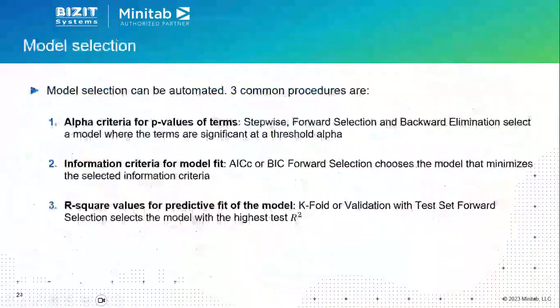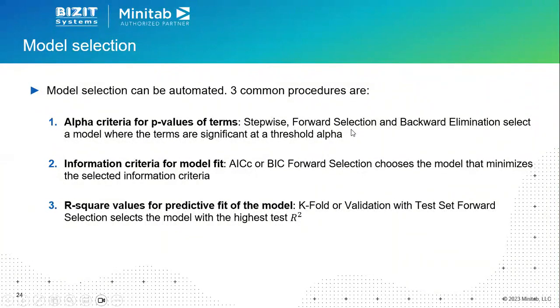Okay, so we have these three that can be automated. The alpha criteria for the p-value will be step forward, forward selection, or backward elimination. Or we have AIC, BIC, and then we have the R-squared value for predictive fit of the model if there is a validation. This is available for these three common procedures. But today I focus on the stepwise and forward selection in this case.